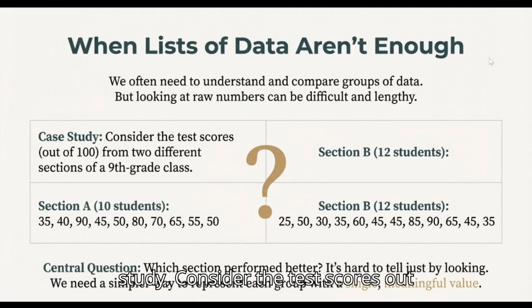So, this is our case study. Consider the test scores out of 100 from two different sections of a ninth grade class. We have section A with 10 students and section B with 12 students. We need to check which section performed better. But just by looking, it's hard to tell. We need a simpler way to represent each group with a single and meaningful value.